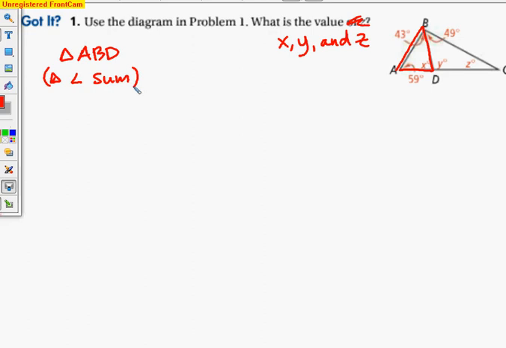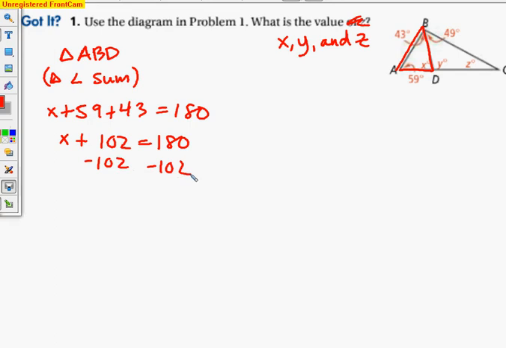Triangle angle sum says that x plus 59 plus 43 should be 180. X plus 102 should be 180. Subtract 102. X should be 78. That's good. And now that we know x, look at where y is. Look at the relationship between x and y.